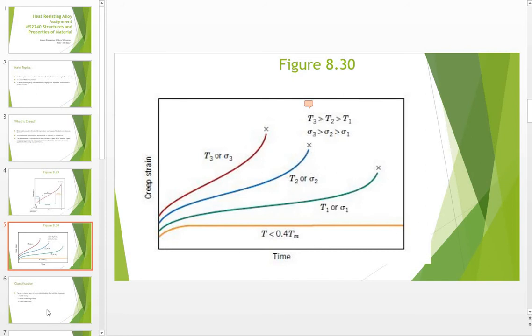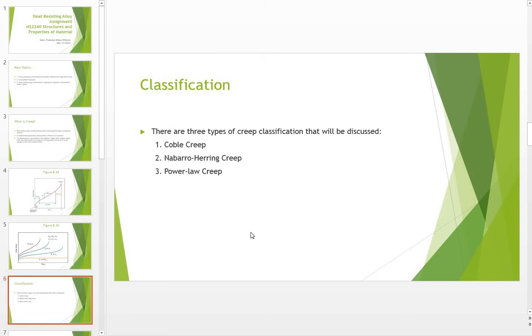Okay, so after that we move to the classification of the creep. There will be three classifications that we will talk about. The first one is called Coble creep, the second one is called Nabarro-Herring creep, and the third one is called power law creep.